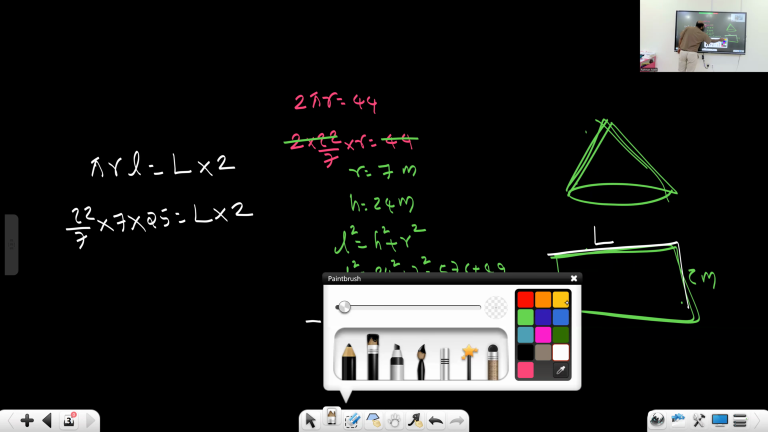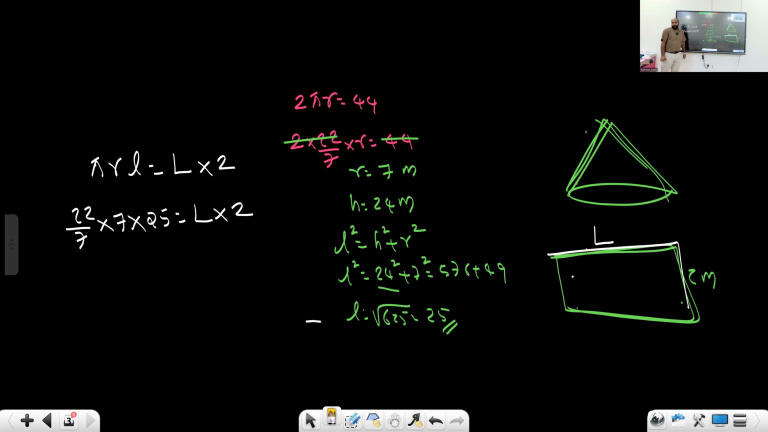A similar question was asked previously, and many people made a mistake in this one. You can cut this and this. One more cancellation you can do: 2 and 22, so 11 will be there. So how many meters? 11 into 25, how much? 275 meter is the length of the canvas.